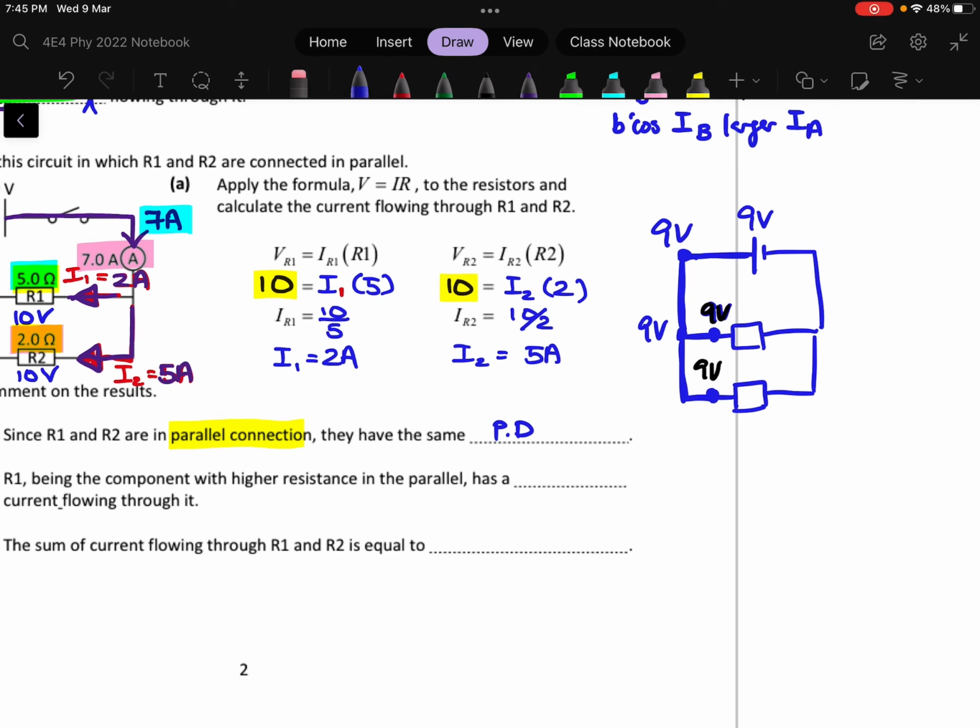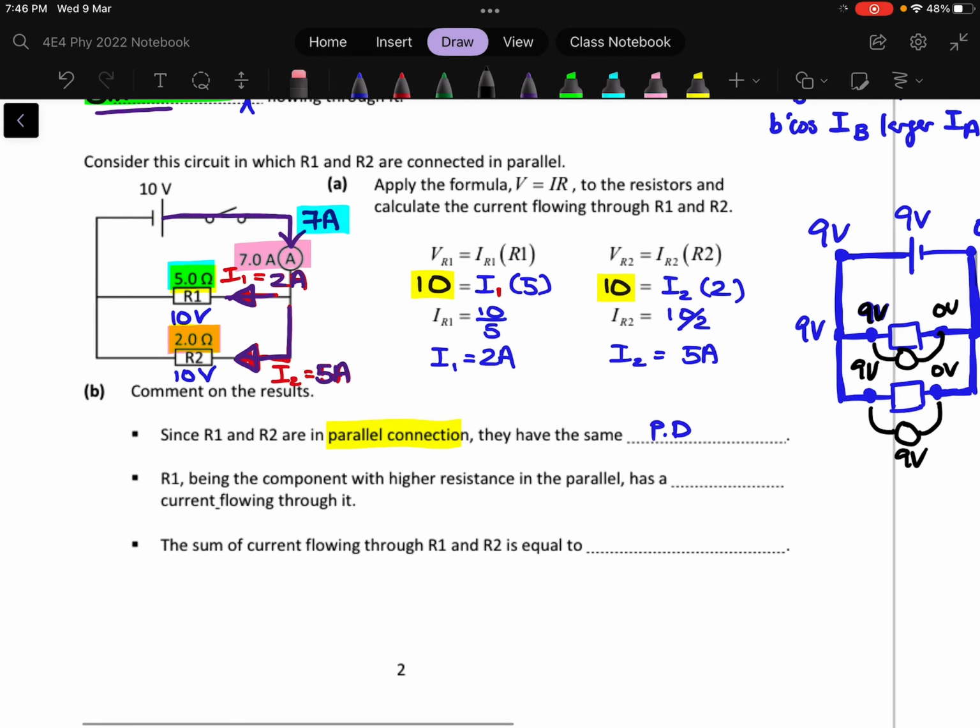Now when the charge returns to the battery, it must return to the battery at 0 volt. Since there's nothing over here, down here will be 0 volt. Extending from the same logic, I would have 0 volt here and 0 volt here. So you will see that the potential difference between parallel connections will give you the same PD. So that's how this is being explained.